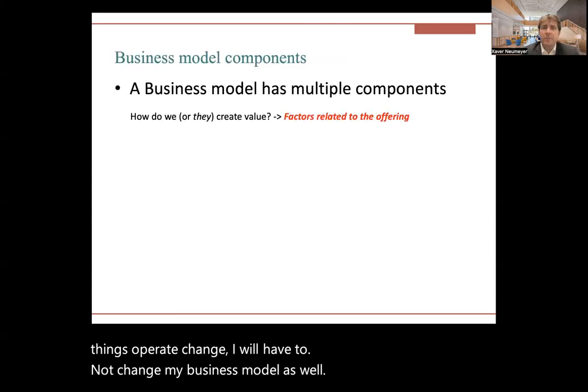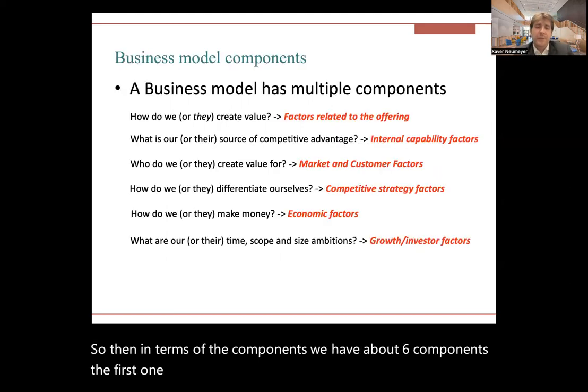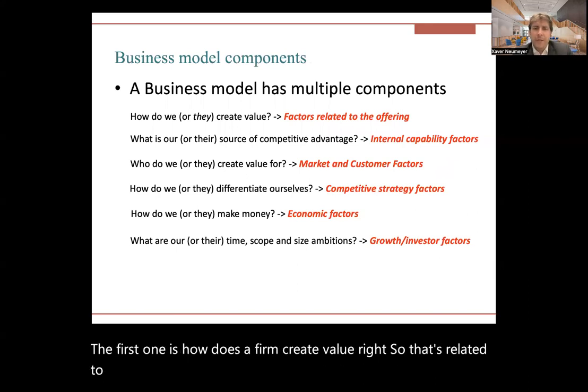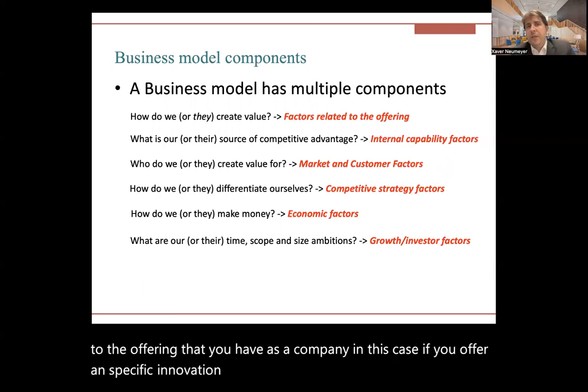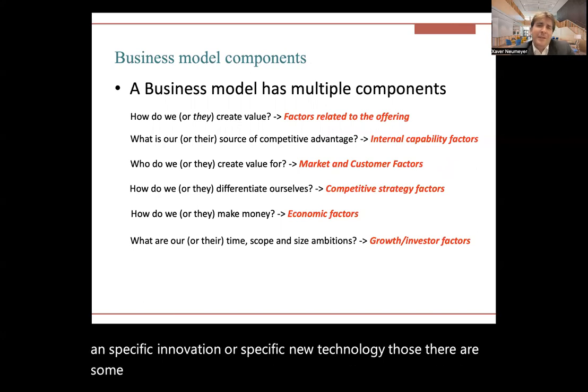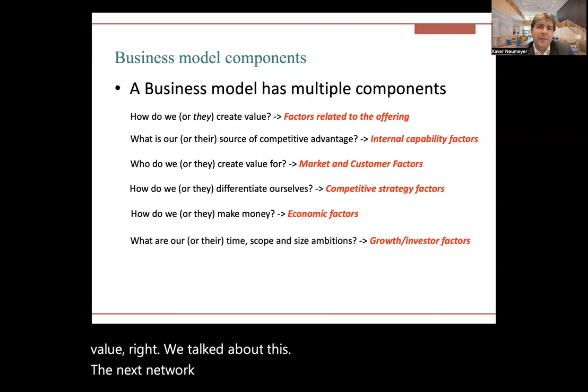So then in terms of the components, we have about six components. The first one is how does a firm create value, right? That's related to the offering that you have as a company. In this case, if you offer a specific innovation or specific new technology, there are some specific values related to that: technological standalone value, right? We talked about this, and network externalities, et cetera.